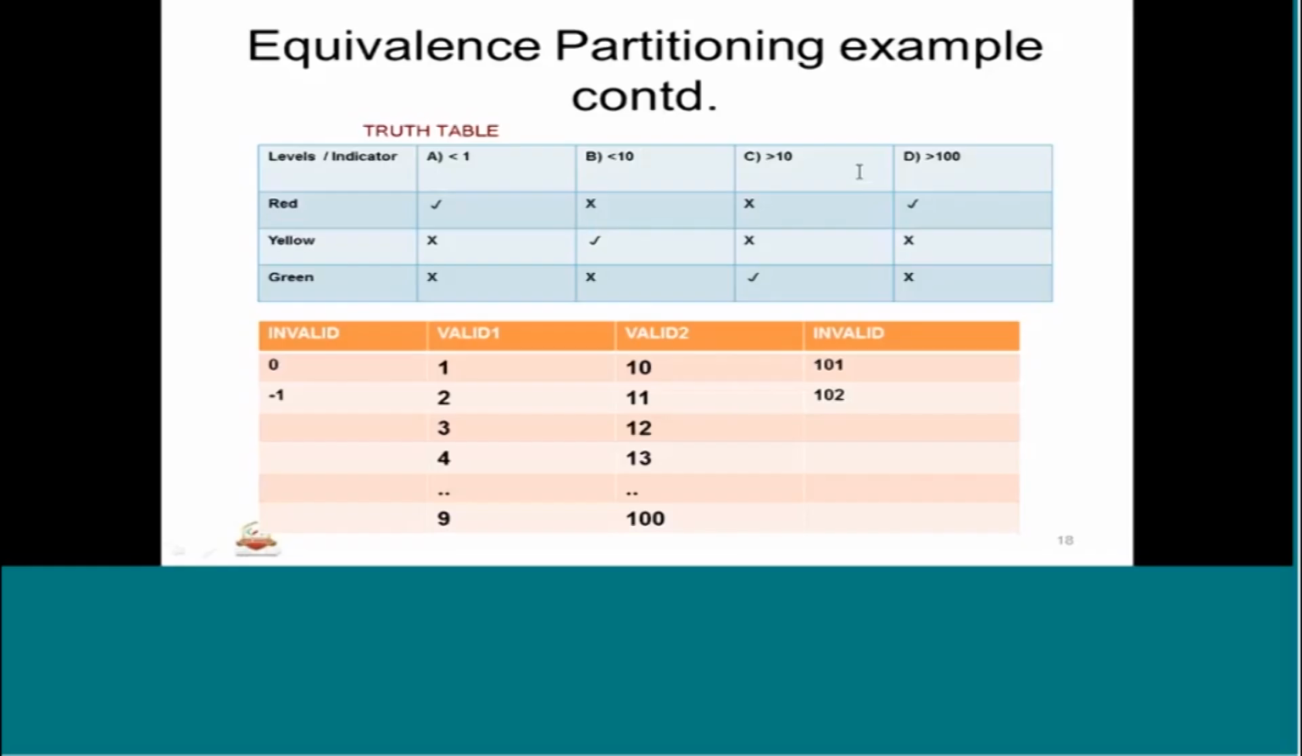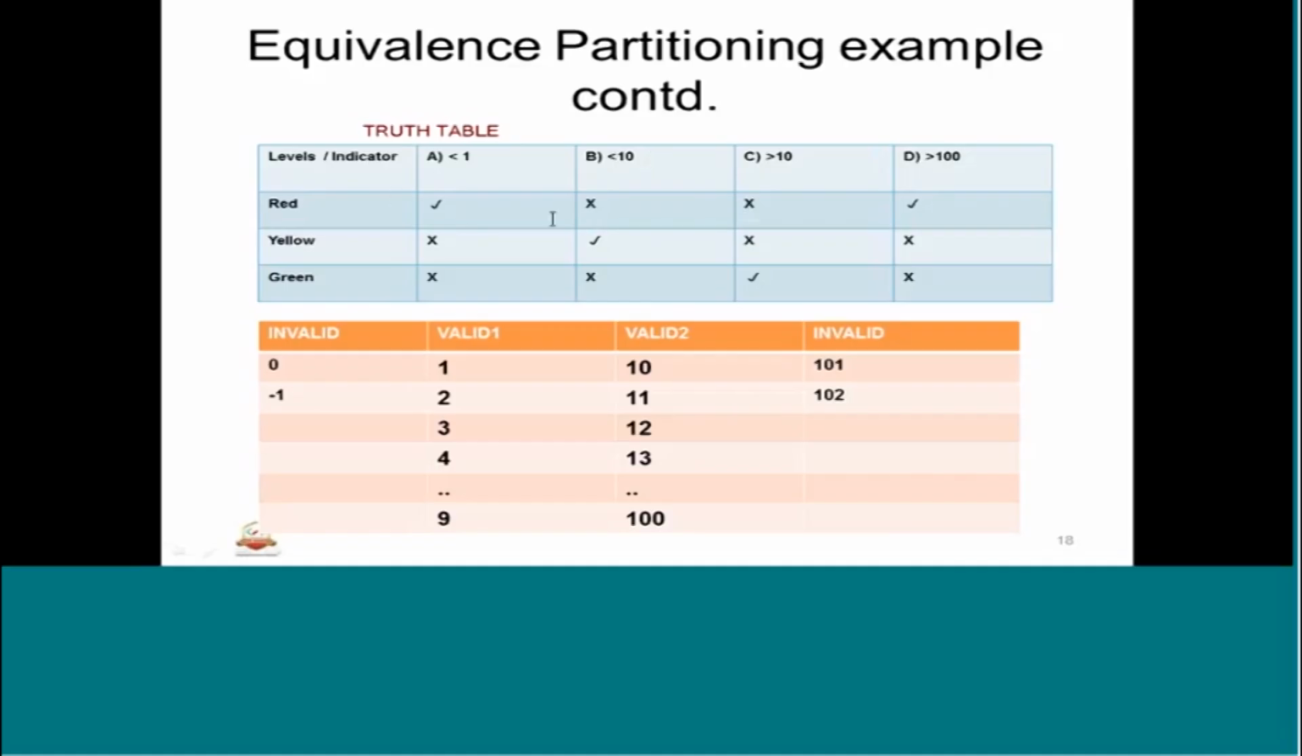Similarly, we have an indicator greater than 10 coming under as green. Similarly, we have greater than 100 coming under red. We can also add less than 100, greater than 10. Some more we can take up as an exercise.